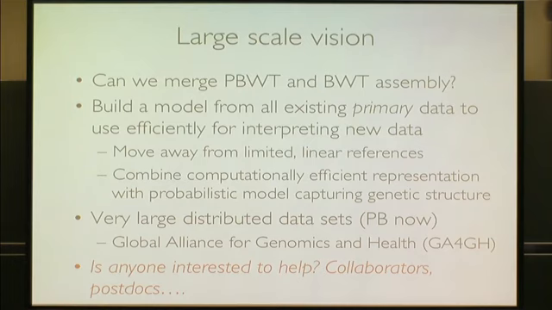A big open question is, can we merge these PBWT ways of thinking about things, where you're looking at variation at defined points across a set of individuals, and the sort of raw sequence read, assembly type way of thinking about it? But the large-scale vision is that we'd like to build a model from all existing primary data to use efficiently for interpreting new data.